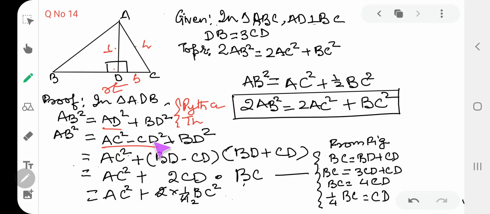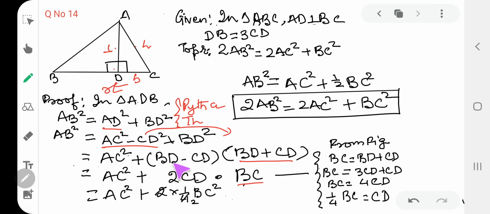Now children, if I write this CD on this side of BD, then this will become BD square minus CD square. So in one bracket I can write BD minus CD, and in the other bracket I will write BD plus CD, using the identity a square minus b square. Now BD plus CD, see from the figure, BD plus CD is BC. So in place of this bracket, you can write BC.